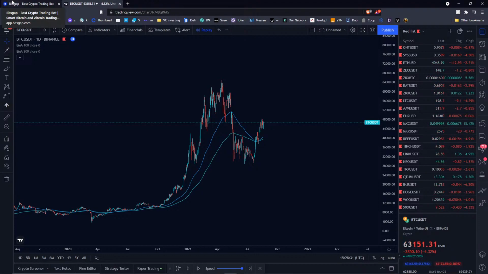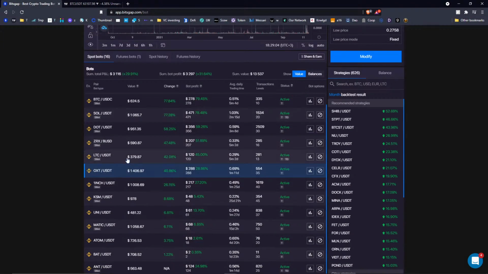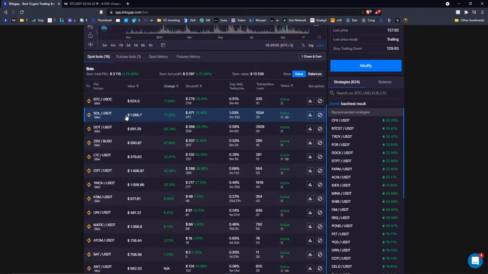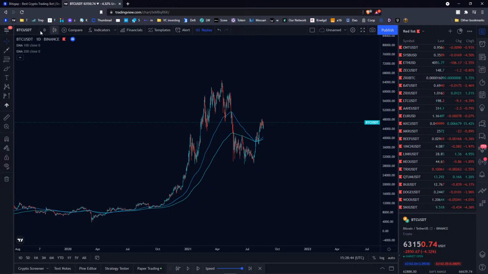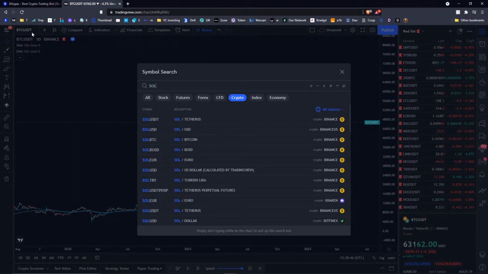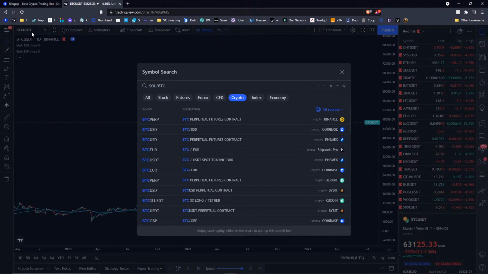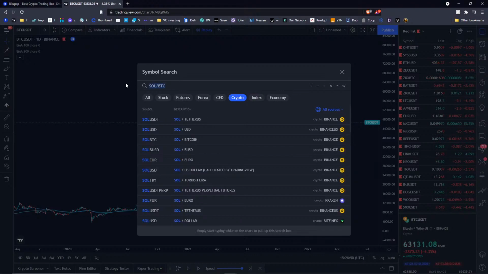So yeah, the question was about, let's say you want to trade Solana, and what is better, to trade Solana to a stablecoin like USDT, or maybe to trade Solana to a coin like Bitcoin, for example. So there is a trade-off here. Let's look at Solana to Bitcoin.